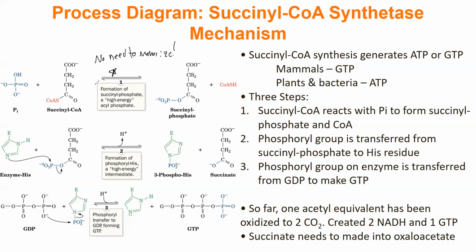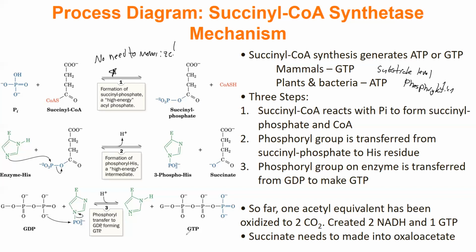For the citric acid cycle, this is the first time that we are doing substrate level phosphorylation. We talked about this in glycolysis, but substrate level phosphorylation means we're adding a phosphate directly to a high energy compound. We're mammals, so we make GTP. Plants and bacteria make ATP. Why are they different? I do not know. It's just that we have slightly different versions of the enzymes.